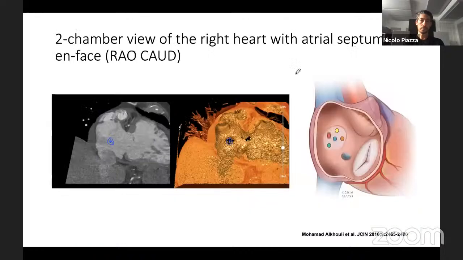So let's look at the atrial septum en face. This is the atrial septum seen from the right side of the heart. Okay. And again, if the atrial septum is en face in craniocaudal and we're in the right side of the heart, we're going to get a two-chamber view of the heart. That's what we see here. Notice the drawing you have on the right-hand side. If you're seeing an atrial septum en face, that drawing is a two-chamber view of the right heart.